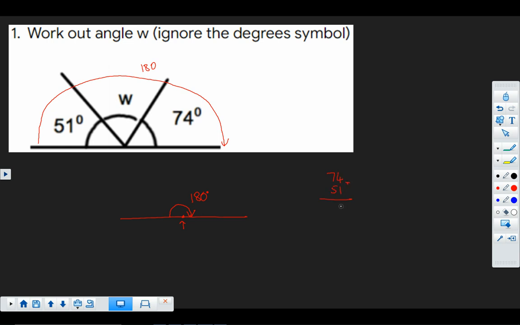I'll just do this without a calculator. This comes to 125. So what I need is 180 take away 125. 0 take away 5. 5 is bigger than 0, so I'm going to borrow 1 from my tens column. So this is now 10 take away 5, which is 5. 7 take away 2 is 5. So our answer here is 55 degrees.